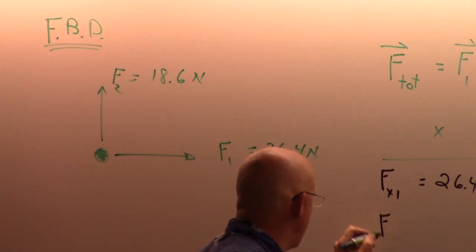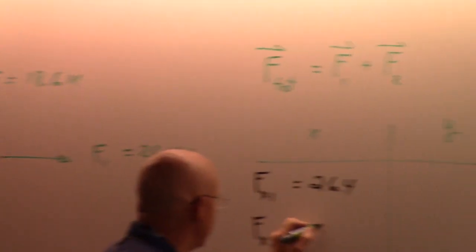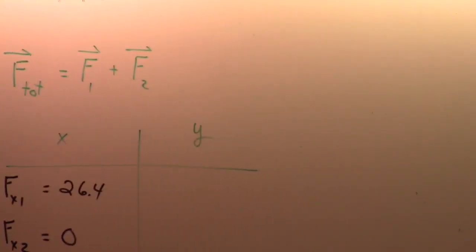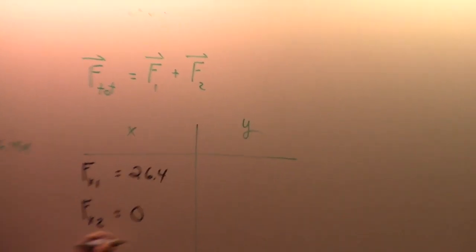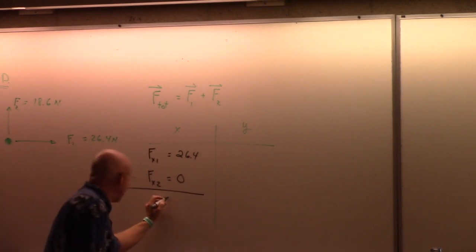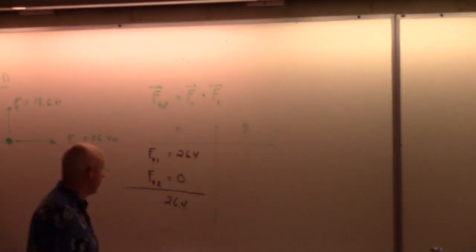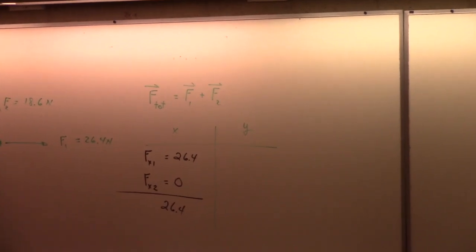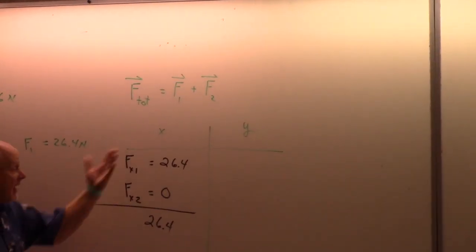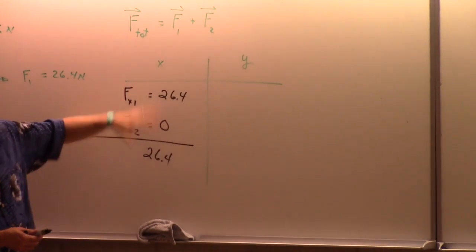And for the x direction of number 2, I would say 0, right? Number 2 is all y. And so when I add those together, I just say the total in the x direction is 26.4. And maybe that was so obvious you didn't even have to write out the 0 and add it together.